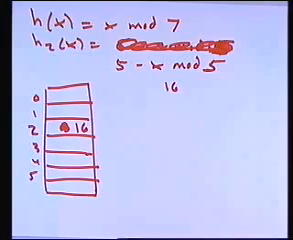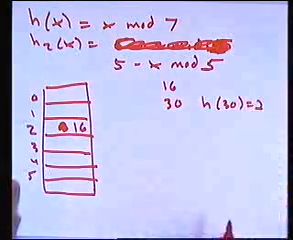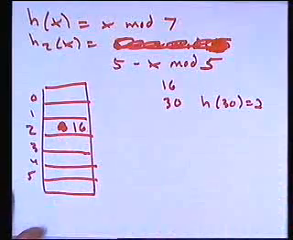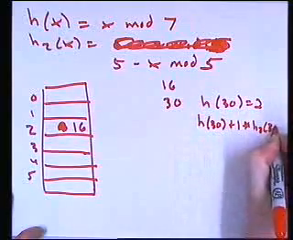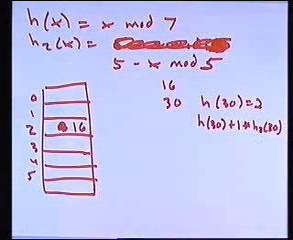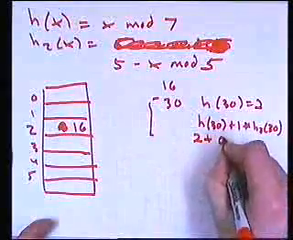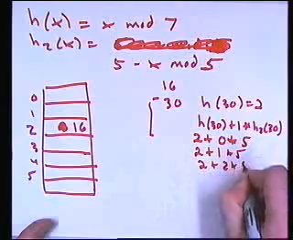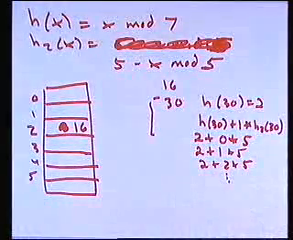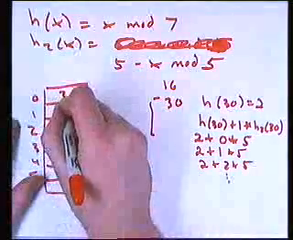So let's try 30 next. If we insert 30, H of 30 is 2, and so that's a collision. Since it's a collision, what I want now is H of 30 plus 1 times H2 of 30. And the question is, what's H2 of 30? Well, 30 mod 5 is 0, 5 minus 0 is 5. So the offset is 5. For 30, we're going to be trying 2 plus 0 times 5, which we already tried, then 2 plus 1 times 5, then 2 plus 2 times 5, and so on. 2 plus 0 times 5 is full. 2 plus 1 times 5 is 7, mod 7 is 0, and that's not full. So I can write 30 up there.